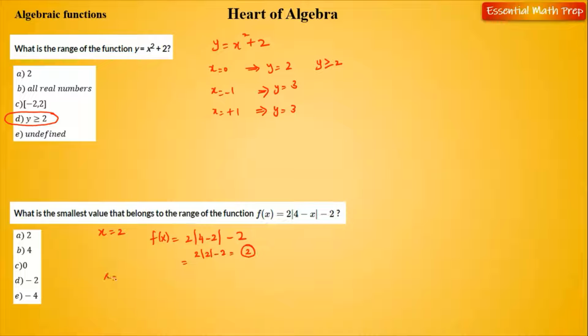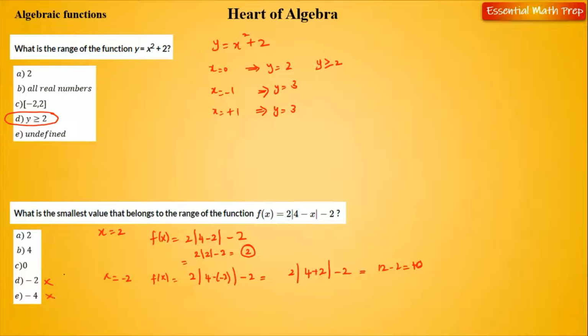So x equals negative 2 would be f of x equals 2 times 4 plus 2 minus 2, which is 12 minus 2, which is 10. If negative 2 is giving you a positive number, negative 4 should give you an even higher positive number.